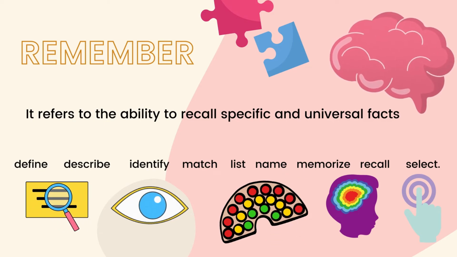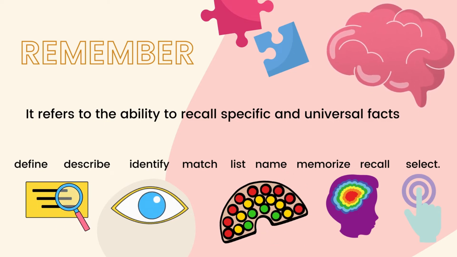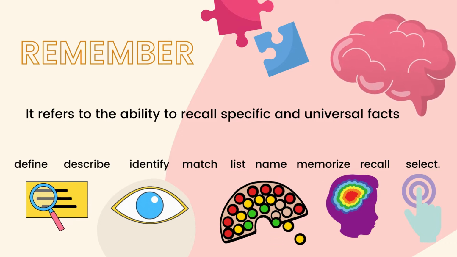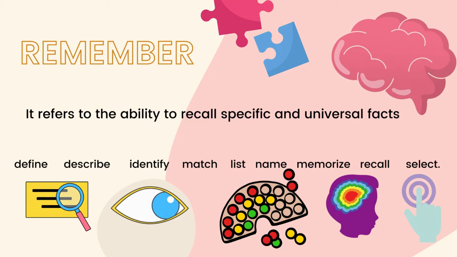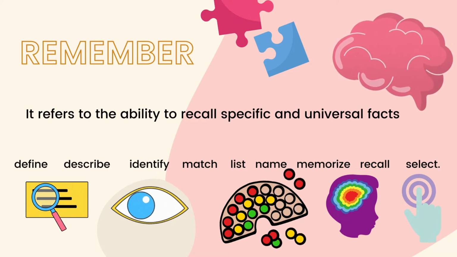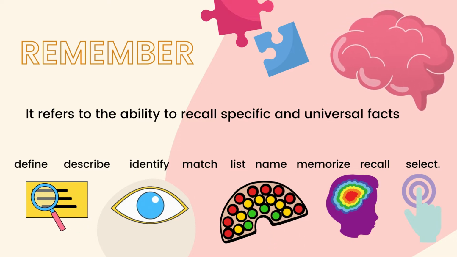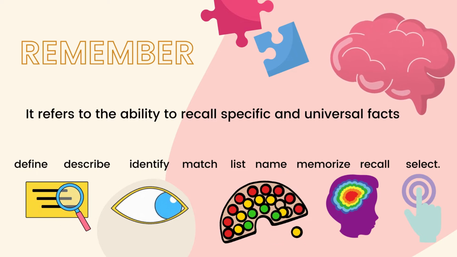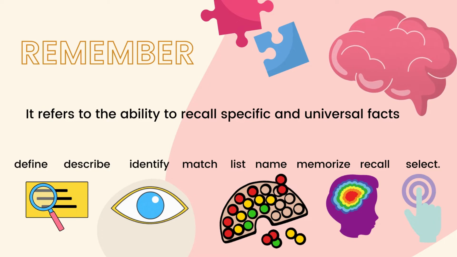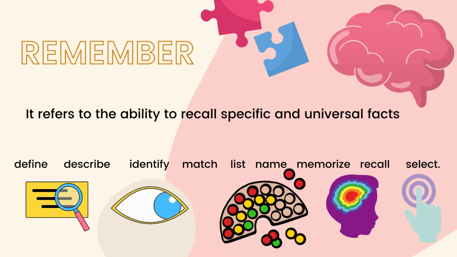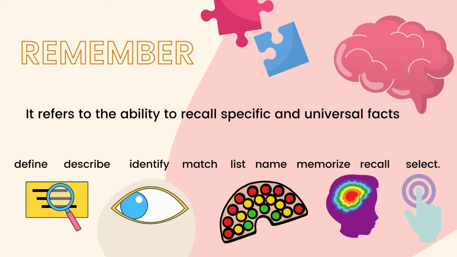It refers to the ability to recall specific and universal facts. And some verbs that identify this level are define, describe, identify, match, list, name, memorize, recall, select, and so on.